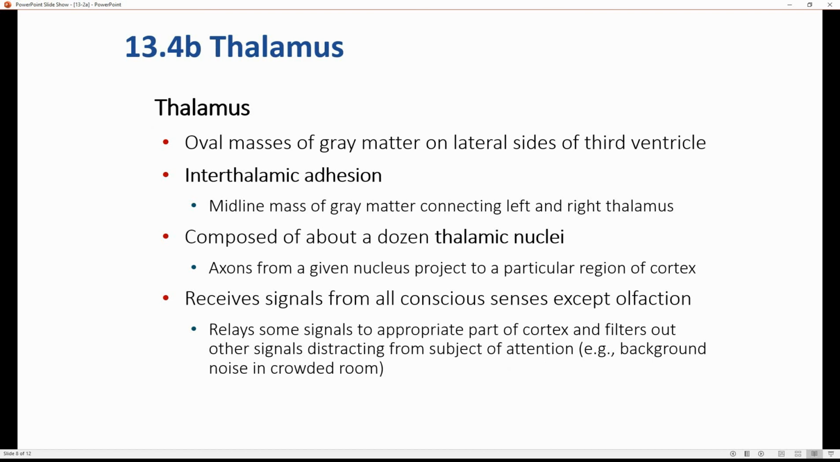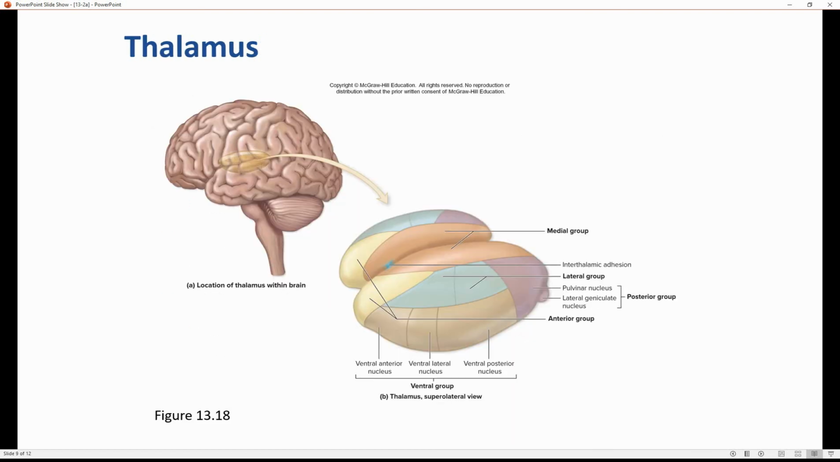For example, if you're trying to have a conversation with somebody in a noisy room, you want to focus on their voice and not all the background information. Here's a model of the thalamus. You can see a lot of the different nuclei. You don't need to know all their names.